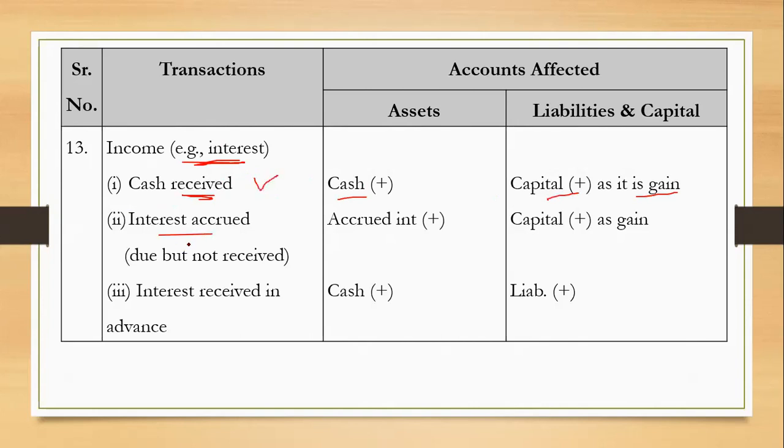But the second and the third one is going to be very, very important. This is about interest accrued. Interest accrued is the interest that is due but not received. That means this amount is receivable. And any amount which is receivable is an asset. So in asset, I'll have to write over there as accrued interest, and this balance increases, asset increases. And secondly, interest is an income, and because it's an income, my capital will also increase.